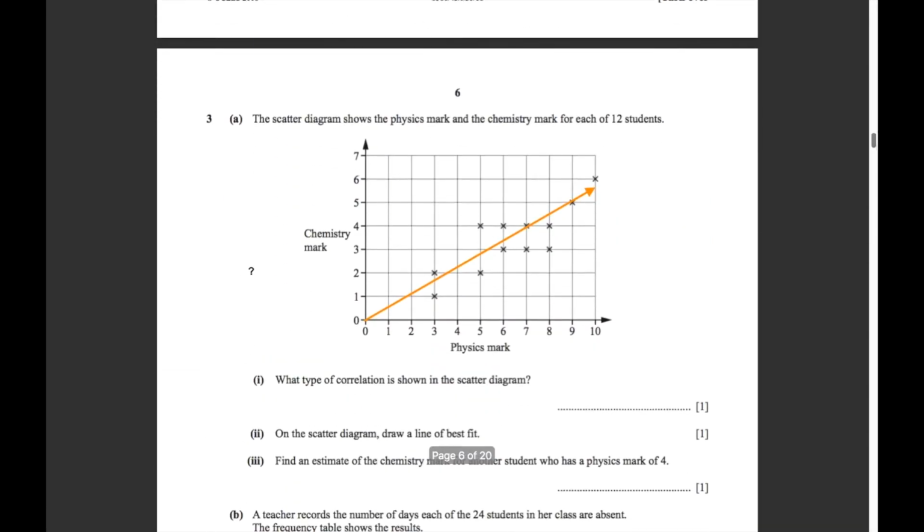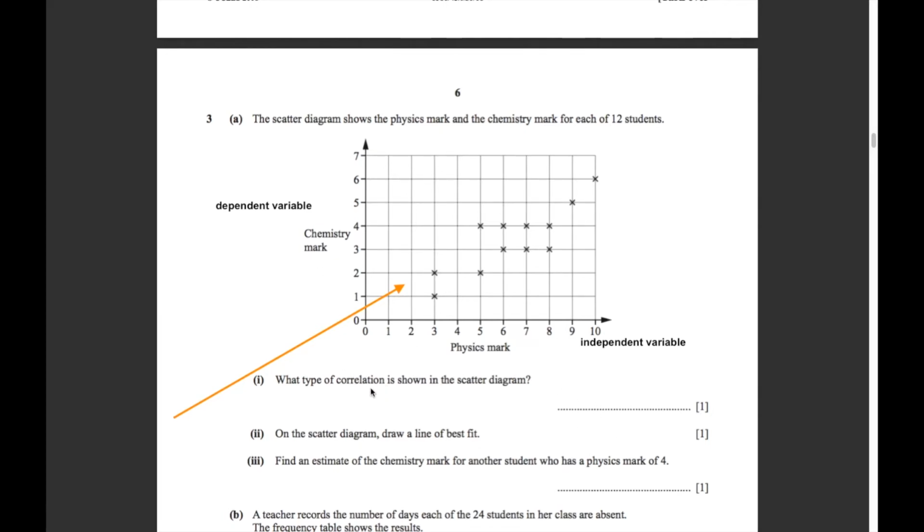Next question, question 3. We have a scatter diagram, and it shows the physics mark and the chemistry mark for each of the 12 students. So this is what it looks like. Now you have the physics mark, I'm just going to move this to the side, and it's on the x-axis, meaning that it's the independent variable. So that means that chemistry mark is the dependent variable, meaning that the chem mark depends on the physics mark.